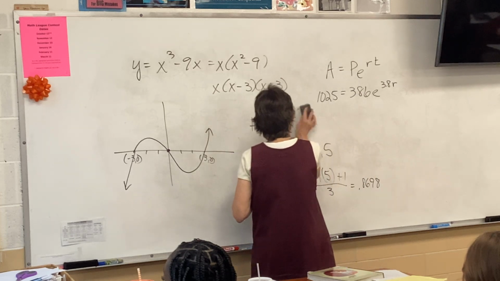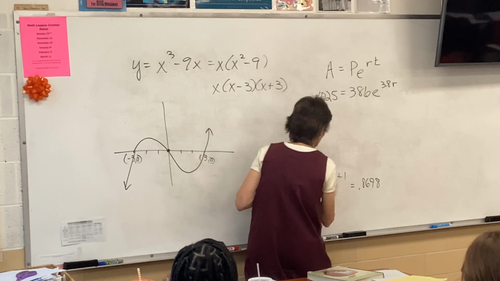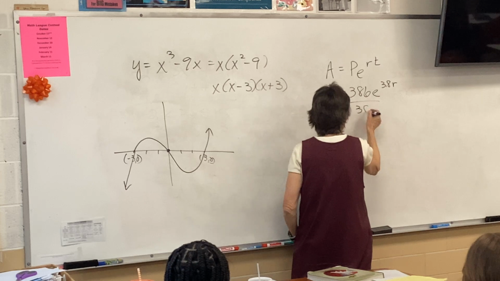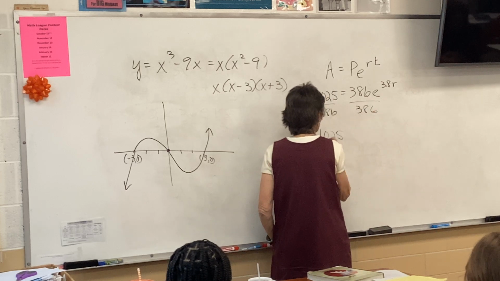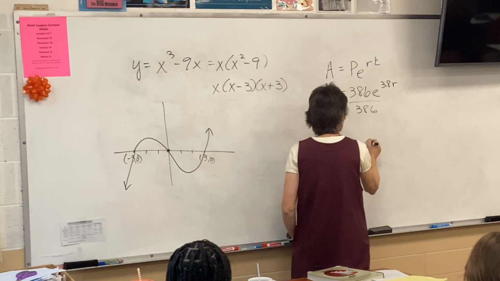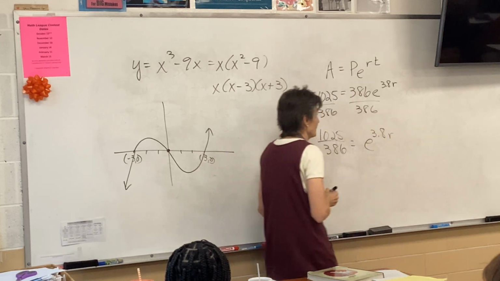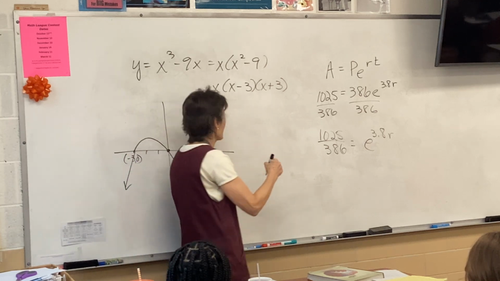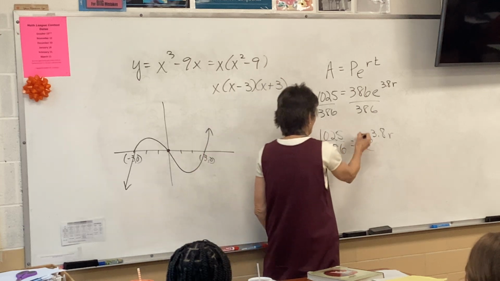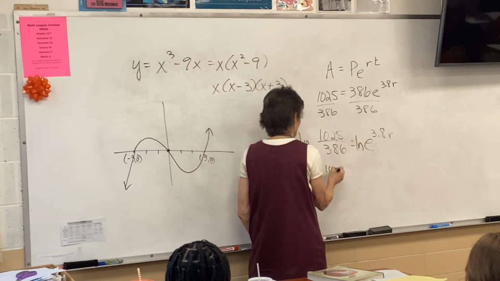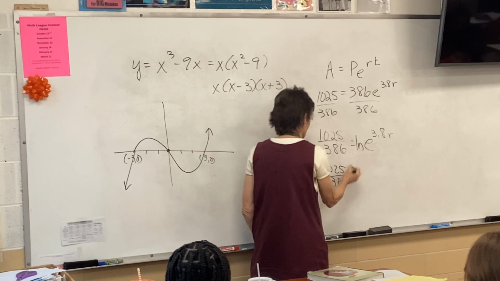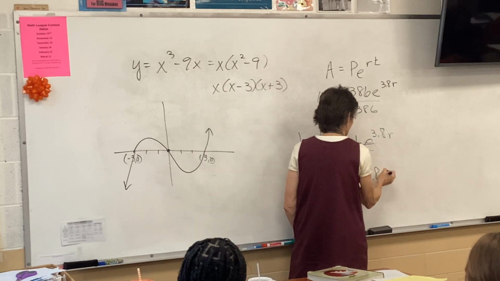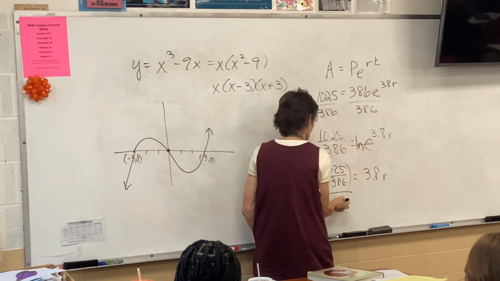Now, first thing I have to do is divide by 386. So 1025 over 386 equals e to the 3.8 r. Once I've divided, then it's exactly like the problem I just erased. Now I'm gonna ln both sides, bring that 3.8 down, then divide by 3.8. That is gone, and I'm gonna divide by 3.8.